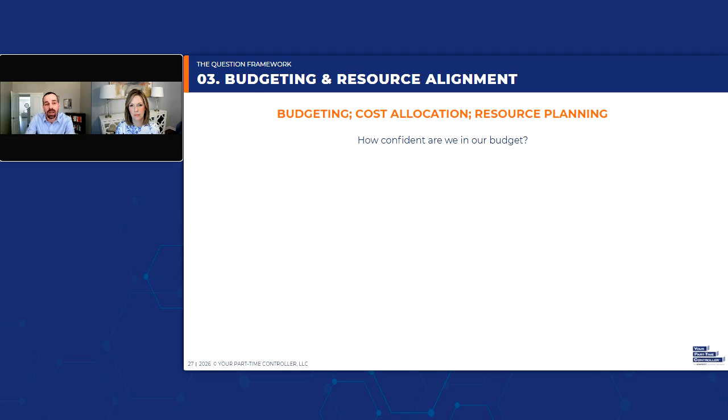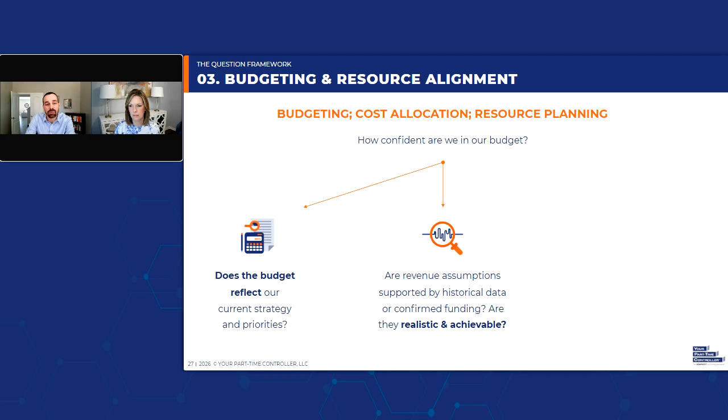So when a leader asks, how confident are we in our budget? That's really three questions to the finance team. Does the budget reflect our current strategy and priorities? Are revenue and assumptions supported by historical data or confirmed funding? And what's not included in the budget that could affect our ability to deliver on the mission?